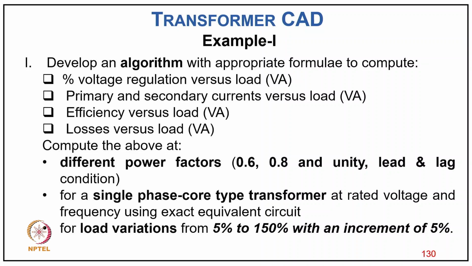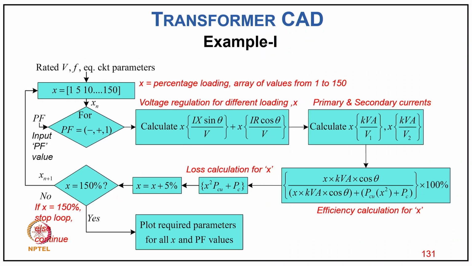Now coming to example 1: develop an algorithm with appropriate formulas to calculate the percentage voltage regulation versus load, primary and secondary current, efficiency versus load, and losses versus load, to compute the above at different power factors 0.6, 0.8 and unity, lead and lag condition, for a single phase transformer at rated voltage. You can see the load variation is 5% to 150% with increments of 5%.